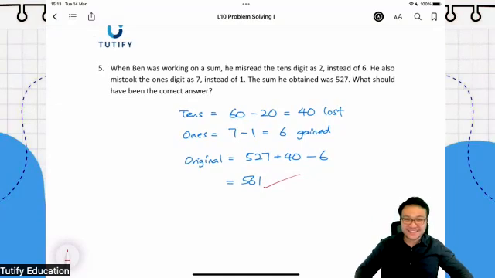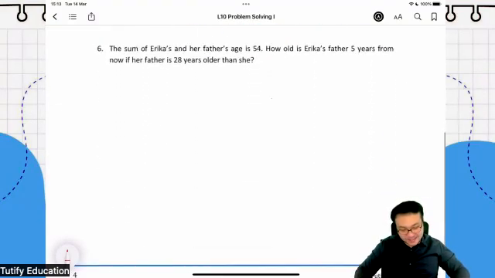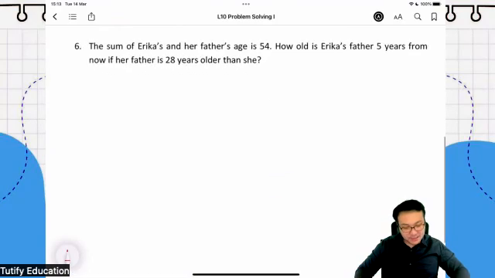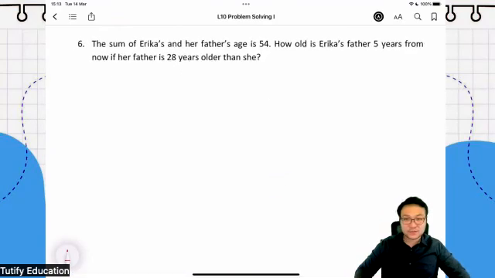Okay, students? All right, now let's take a look at question 6. I'll give you 3 minutes. Okay, your time starts now. Type your answer in the chat.